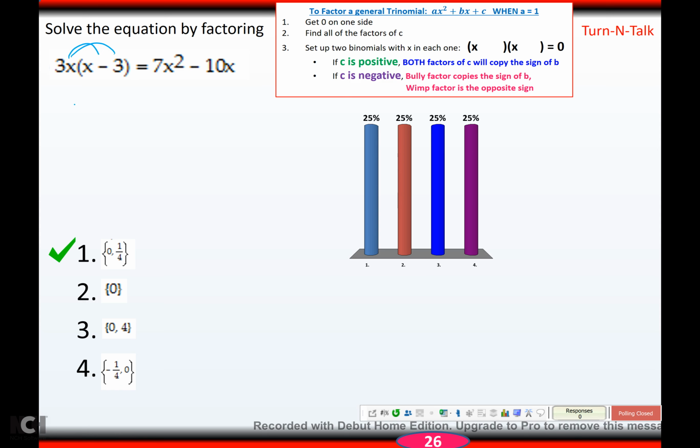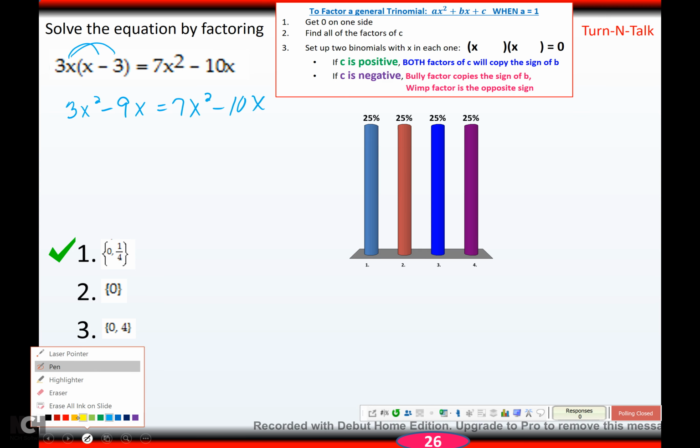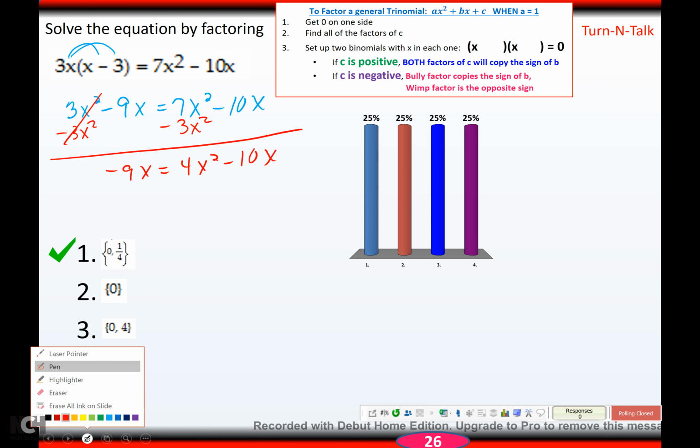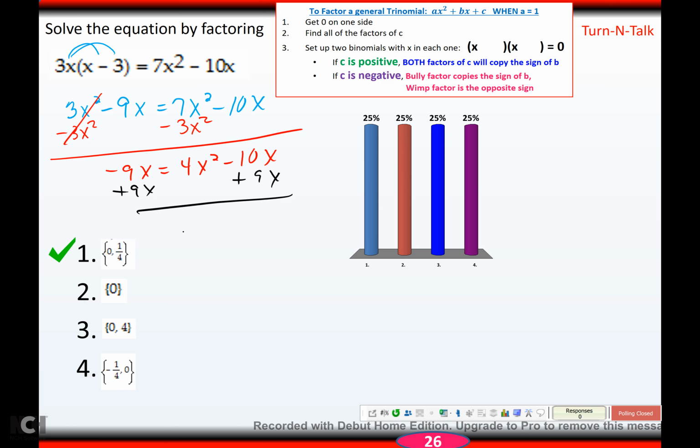I have to distribute first. That's going to give me 3x squared minus 9x equals 7x squared minus 10x. I need to get everything on one side. I'm going to move my 3x squared over. Keeps it positive, so that gives me negative 9x equals 4x squared minus 10x. Then I'm going to add 9x, and I get 0 equals 4x squared minus x.